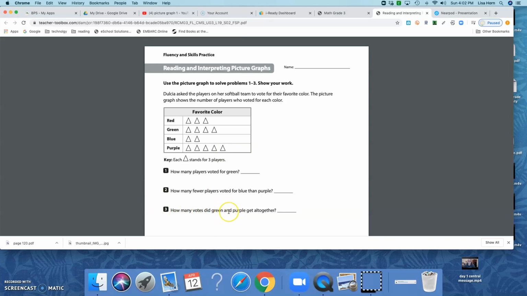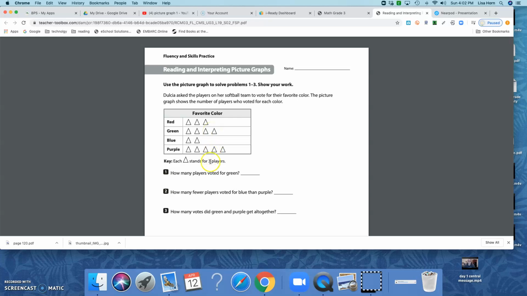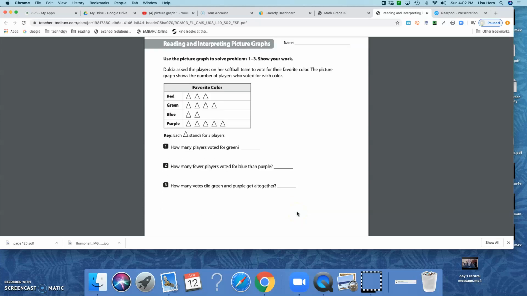Ooh, there's our key word. We're going to add green and purple all together. So green was 12, and purple was 15. So what is 12 plus 15? 12 plus 15 is 27. Did you get 27 for number 3? All right, that's how I got my answers.